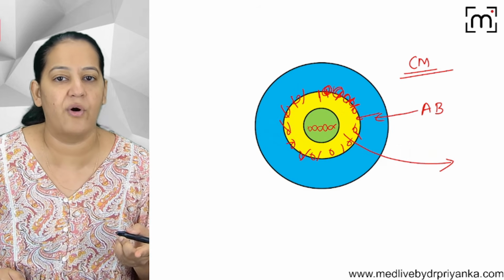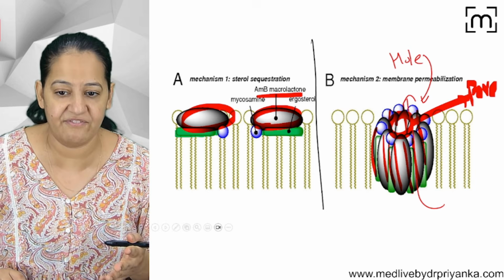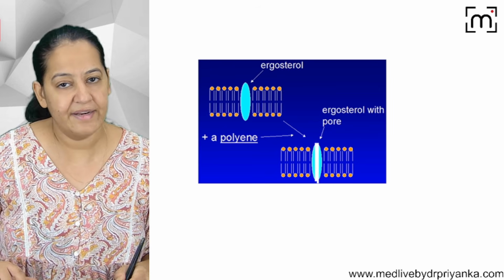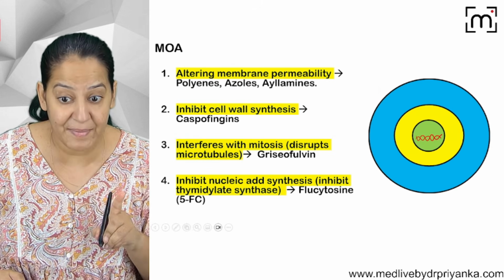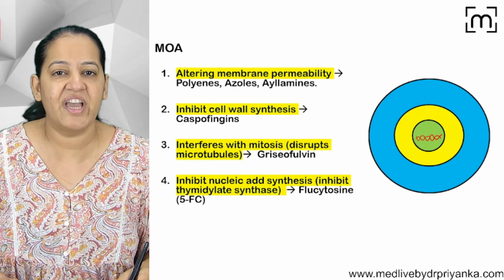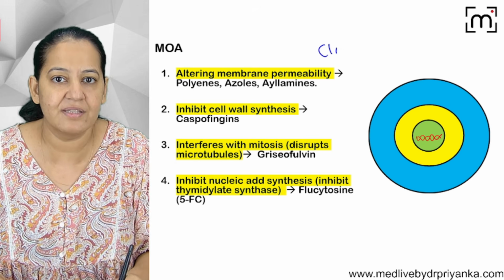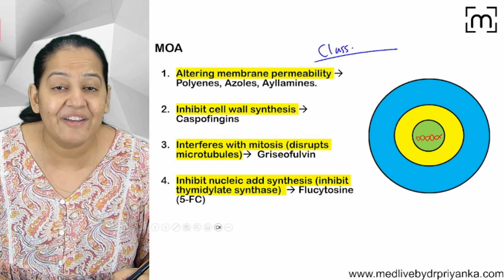This will cause death of the fungus. And this is how it is acting. You can see it is causing pore formation. That is the mechanism of action of Amphotericin B. You can check it here. I told you the classification. This is the classification of antifungal drugs.